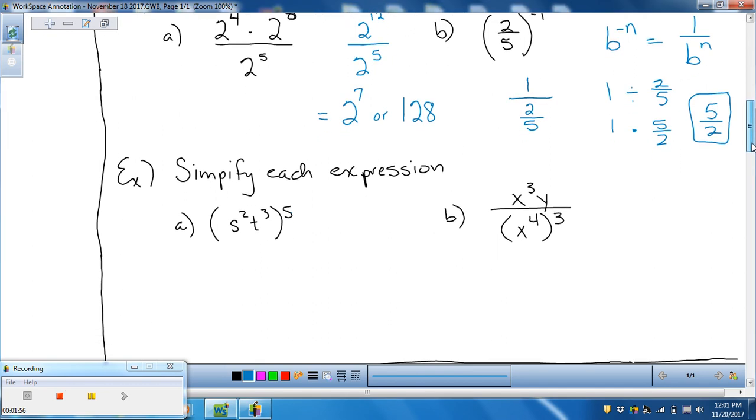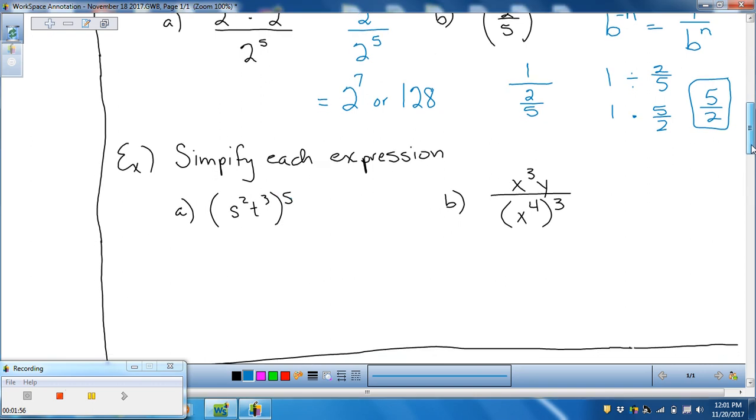It's an expression because we've got variables in there, not just numbers. We've got s squared t cubed all to the 5th power. We're going to do a couple of different properties on this. We're going to do power of a product, and we're also going to do power of a power. Each one of these needs to get that 5th power. So this is going to be s to the 2nd raised to the 5th power. Remember, when we raise something to a power, we're going to multiply the powers.